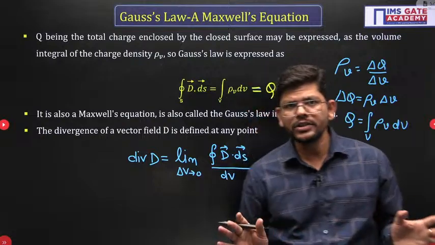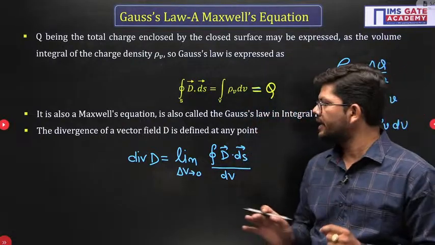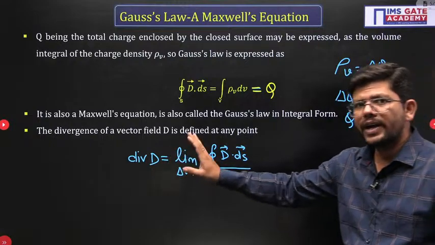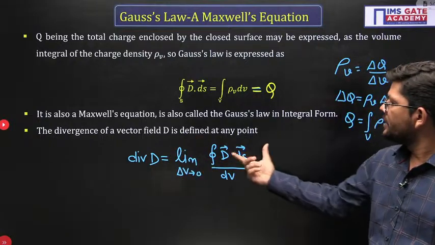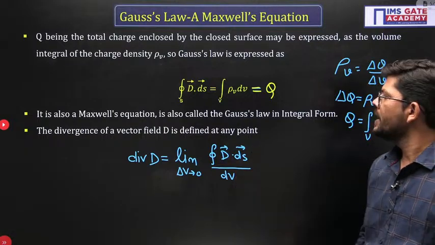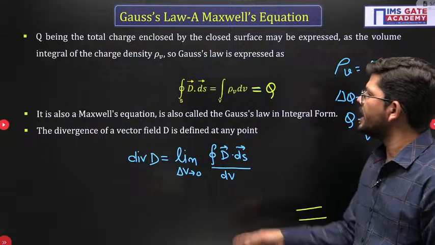We discussed the concept of divergence. In that video you can find this. So the divergence of any vector quantity, if you want to calculate, this is how we will be doing: surface integral of that quantity divided by the small volume. This is how we used to calculate the divergence.